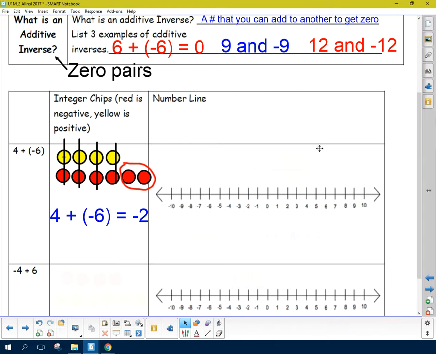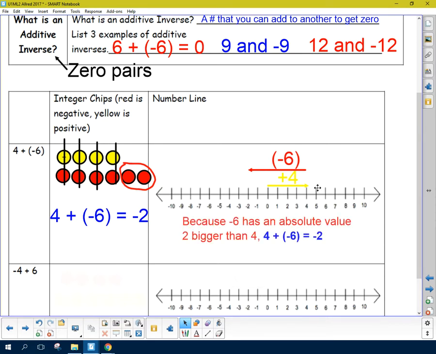Okay. We could also do this same problem on a number line. So we could start from 0 and go to positive 4. Okay. After we do that, if we add negative 6, we're going to start at positive 4 here, and we're going to go 6 to the negative side over here. If you count with me, go 1, 2, 3, 4, 5, 6, you end up right there at negative 2. So because negative 6 has an absolute value that is 2 bigger than 4 is, 4 plus negative 6 is negative 2. 4 of the pairs cancel out, just like they did with the chips, and you're left with negative 2. So you can see that on a number line, or you can see with integer chips.